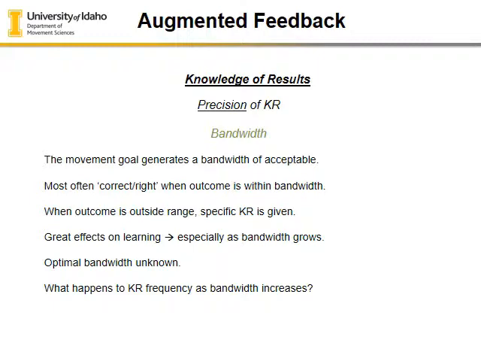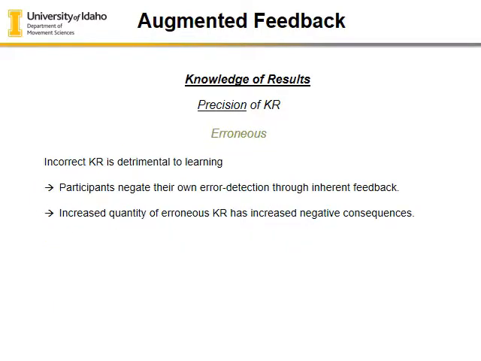What we do know is that there are greater effects on learning with a larger bandwidth. That means that we've accepted a larger range at which they are able to self-analyze and self-report without giving the knowledge of results. There is not a known optimal bandwidth, and it changes across different tasks. But what happens to the frequency of knowledge of results as the bandwidth increases? And that's going to be an important component.